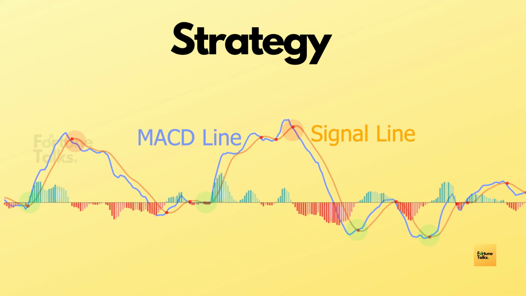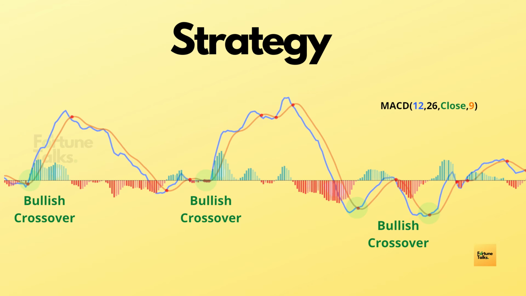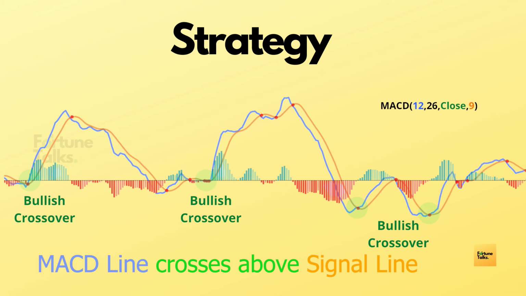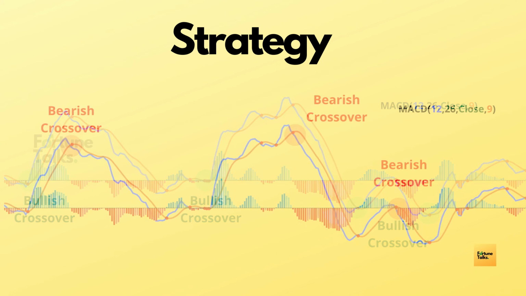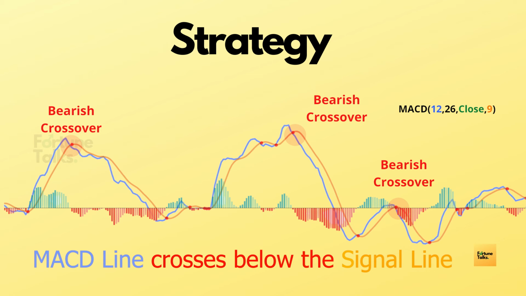So that being said, on occasions where the MACD line crosses above or below the signal line, it can signify a potentially strong move in either direction. The first type of signal line crossover is the bullish signal line crossover. A bullish signal line crossover occurs when the MACD line crosses above the signal line. And the second type is the bearish signal line crossover. A bearish signal line crossover occurs when the MACD line crosses below the signal line.